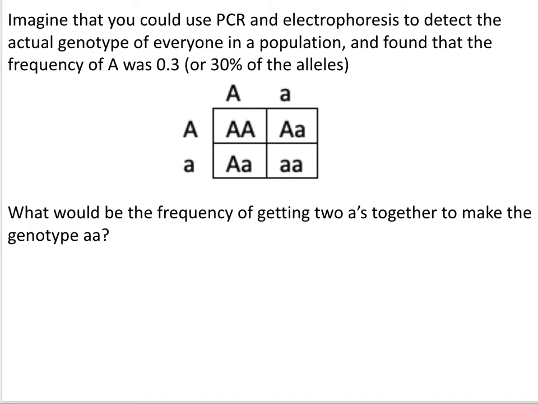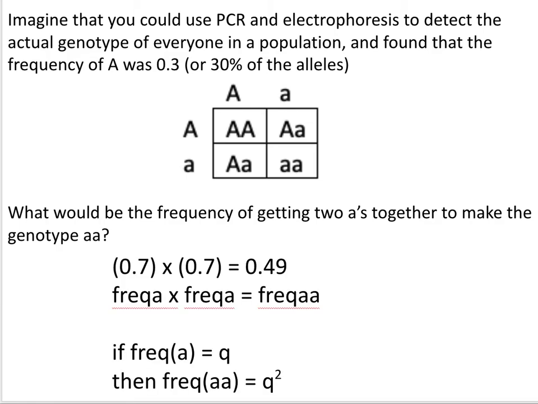Okay, then what would be the frequency of getting two little a's together to make little a little a? Well, hopefully you came up with that it would be 0.7 times 0.7, or 0.49. And so here, if we make the frequency of little a be Q, then this is Q squared.